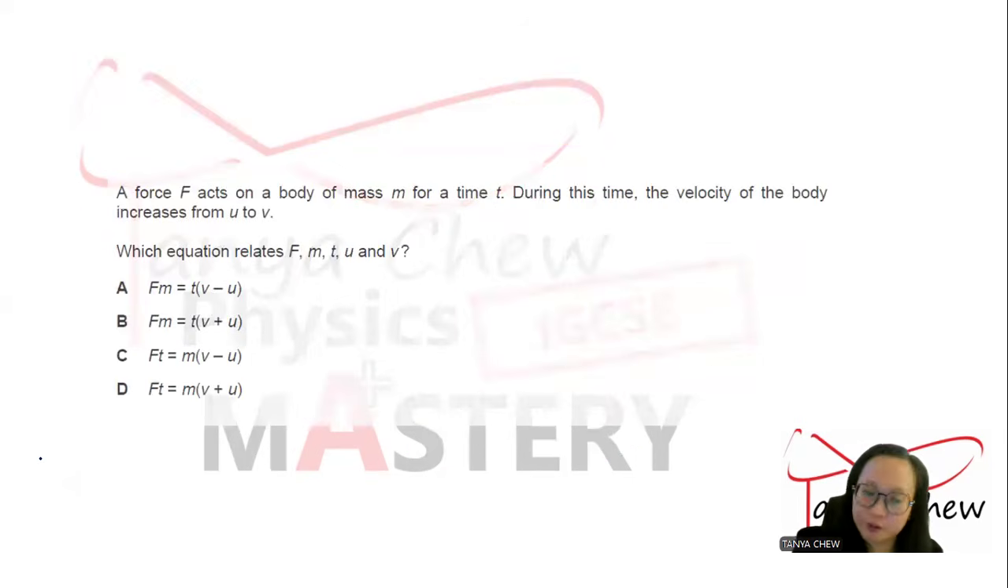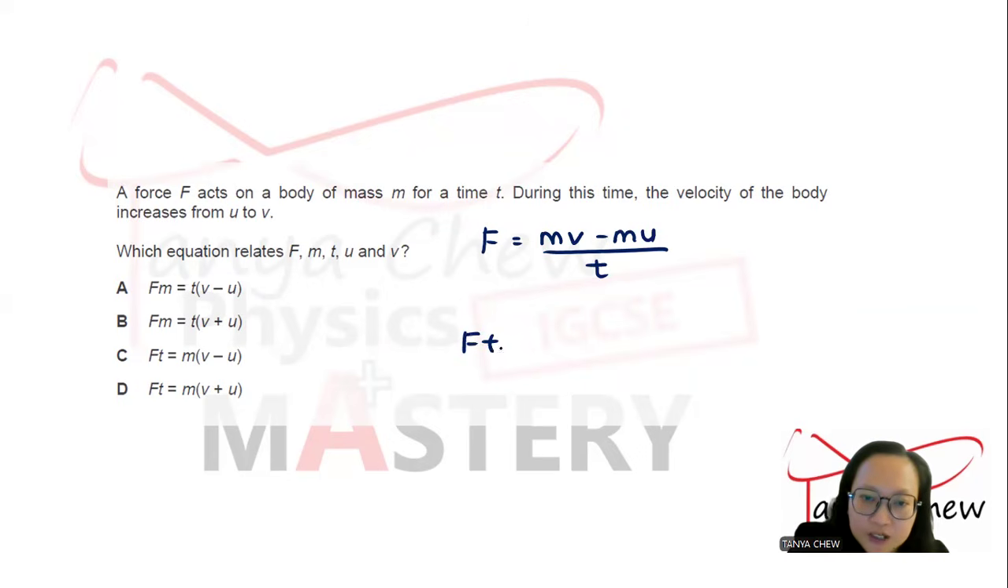Now let us try a question. A force F acts on a body of mass m for a time t. During this time, the velocity of the body increases from u to v. They didn't say rebounds, they didn't say change direction, so you are safe. Which equation relates F, m, t, u, and v? Just use resultant force is equal to change in momentum per time taken. Cross multiplication, Ft is equal to mv minus mu, and then Ft is equal to m(v minus u). So C is the answer.